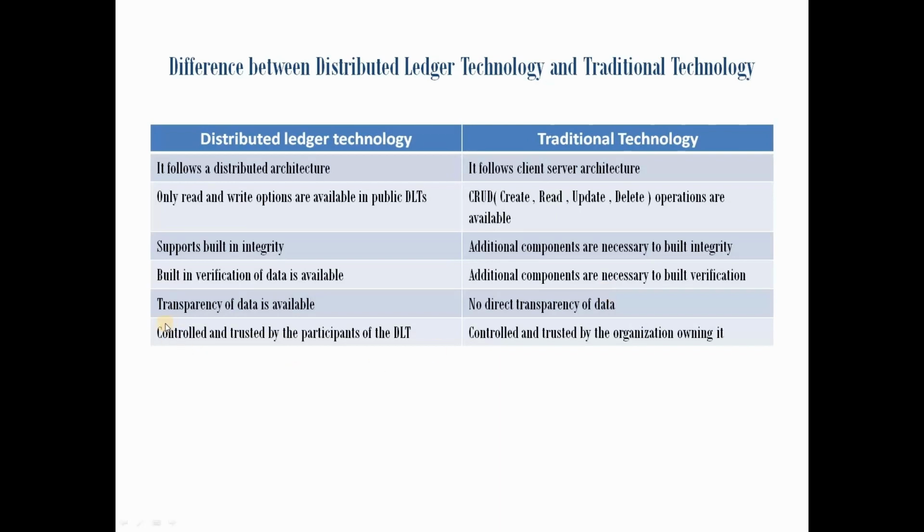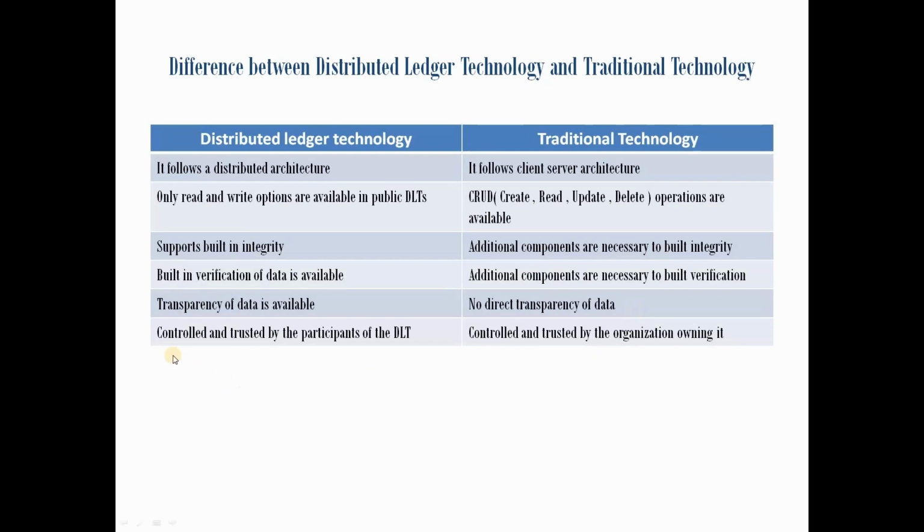Now, the second last point is transparency of data is available in distributed ledger technology, whereas in traditional technology there is no direct transparency of data. So DLTs are transparent. Everyone within the network can see the transactions. For example, in Bitcoin, you can even see the transactions of Satoshi Nakamoto, who developed Bitcoin. We can trace all the transactions made till date with the blockchain. But in traditional technology, we don't have transparency of data. We need to build up an additional system to make the data transparent.